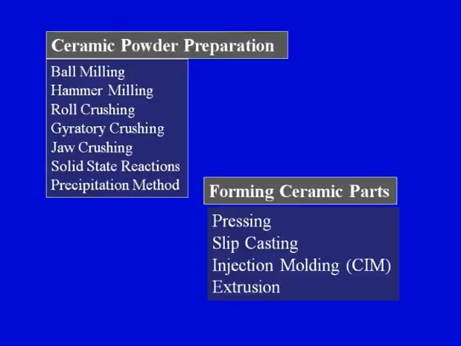So, we can prepare the ceramic powders either using the mechanical methods or using the chemical methods. Once the ceramic powders have been prepared, we will go for forming of the ceramic parts. So, we can go for pressing, slip casting, injection molding, more specifically ceramic injection molding, which is used for precision castings or precision moldings, and finally the extrusion.